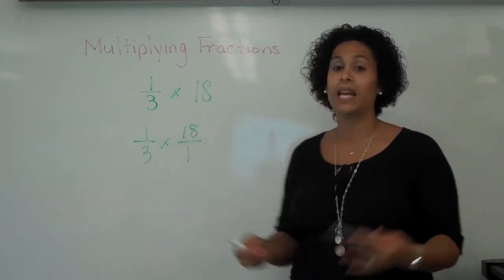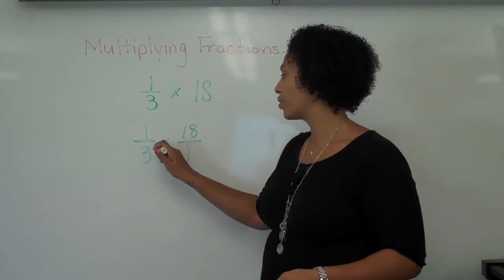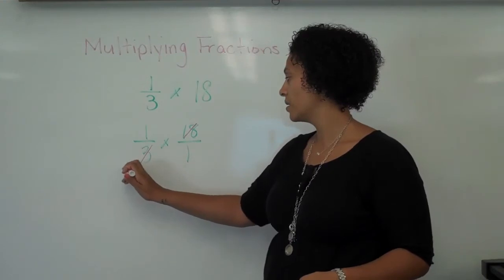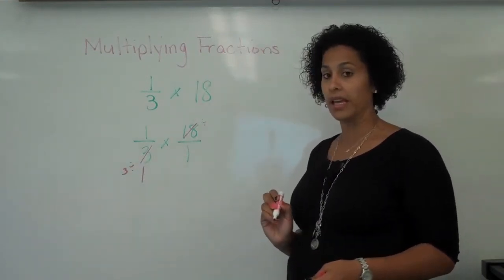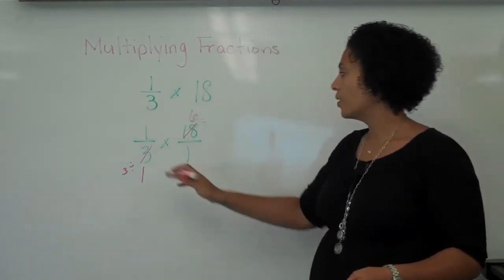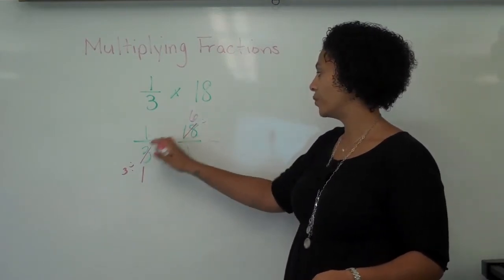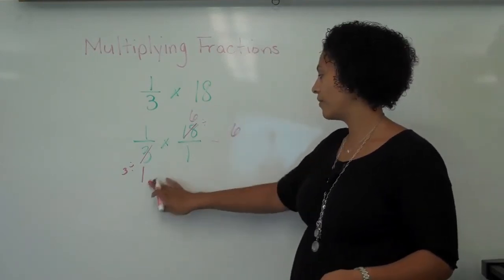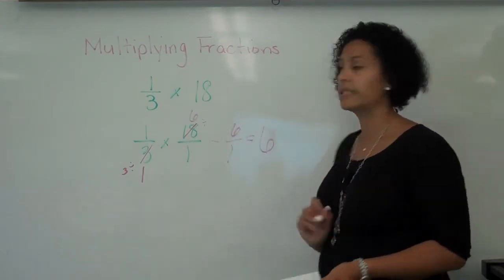And we look at 3 and 18, and because I know my facts, I know 3 can go into 18. So I'm going to cross-simplify. 3 divided by 3 is 1. 18 divided by 3 is 6. Okay? So now when I multiply this fraction, I'm going to do 1 times 6 is 6. And now I have 1 times 1, which is 1. 6 over 1 is the same as 6.